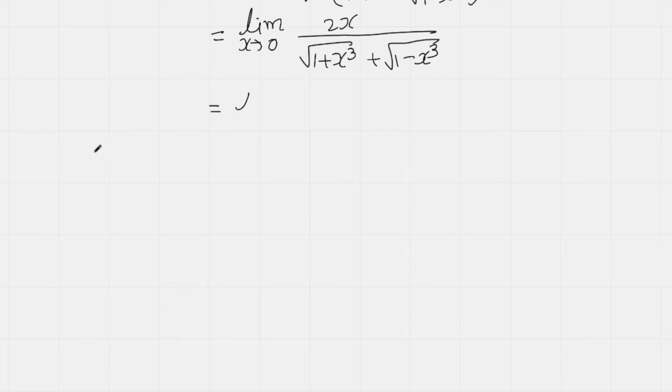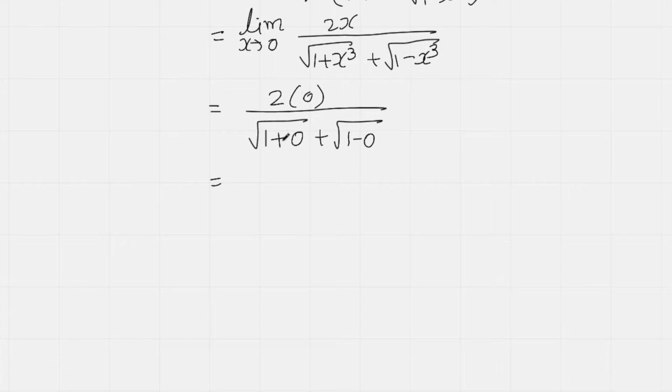Okay, let us substitute x is equal to 0 into this function. So 2 into 0, whole divided by square root of 1 plus 0 plus square root of 1 minus 0. Now in the numerator we will have 2 into 0 is 0, and 0 upon anything is 0. So our limit is 0.